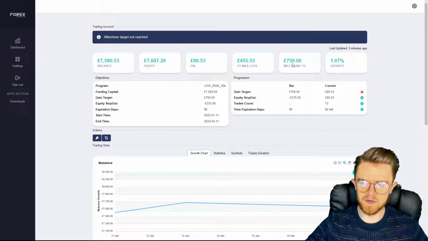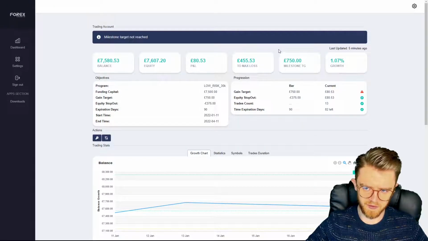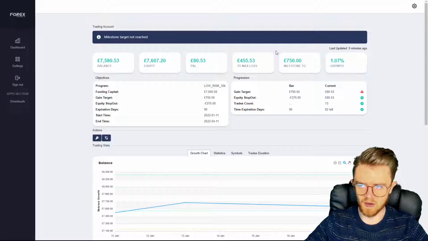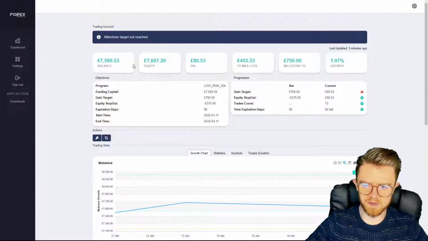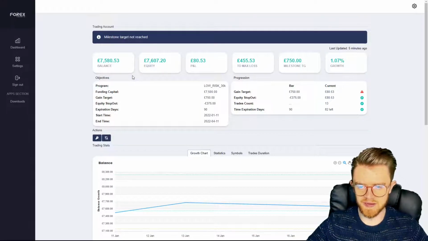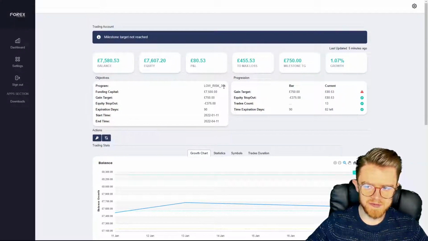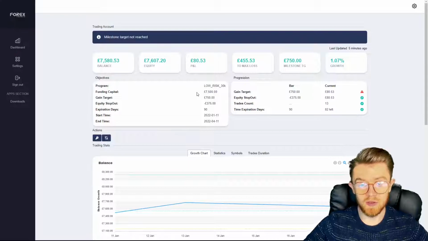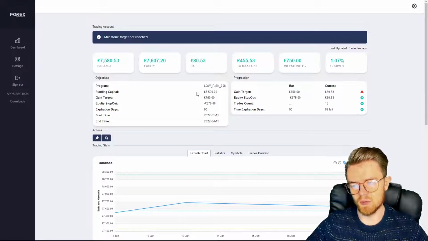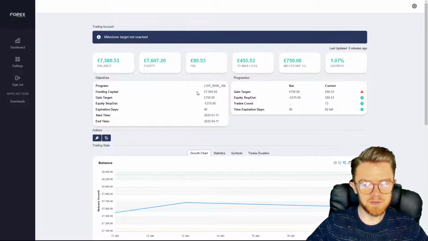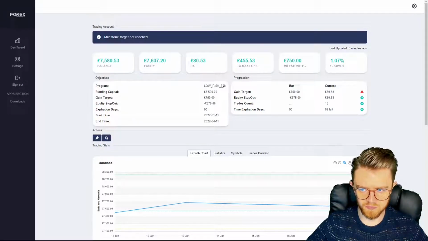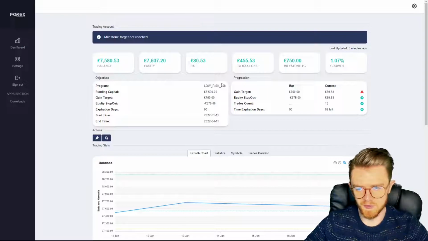Moving on, we have the milestone target. So this is the number that we're looking to achieve. This is our goal for this account size in order to progress to the next trading level. So in this case, we're on level 1, 30k low risk program. We automatically get 7.5k instant funding, and we need to achieve a £750 profit target in order to reach level 2, which is then 30k.